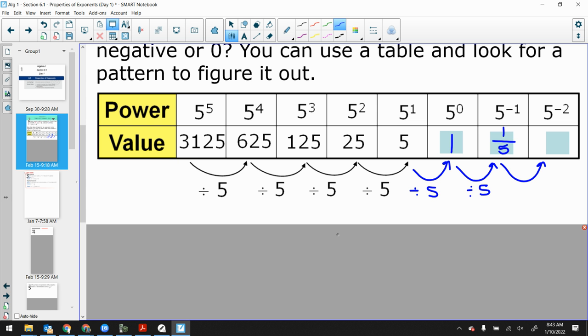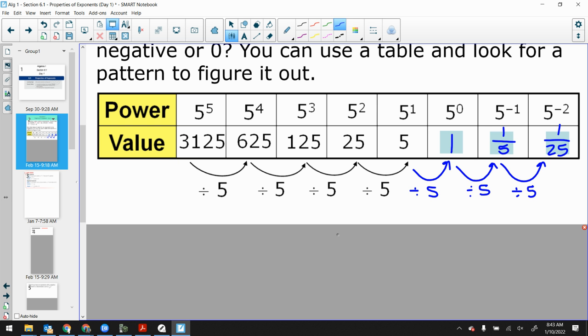What do you think that's going to be? 1/25. So pretty much it's the same exact thing going the same way, you just put a 1 on top. Okay, so now that's why I wrote the rest of this on the board here.